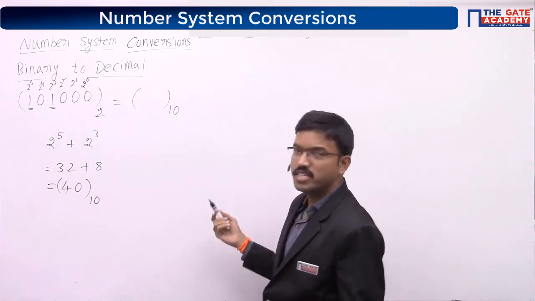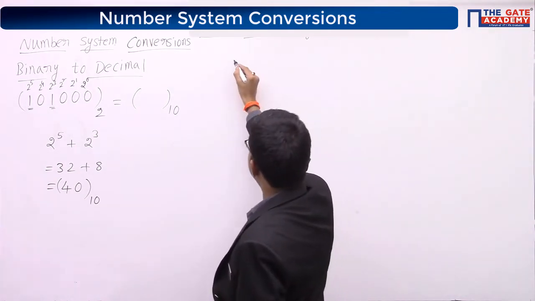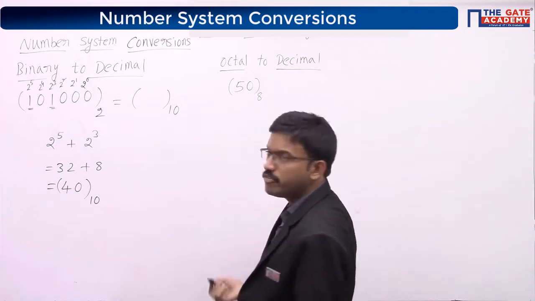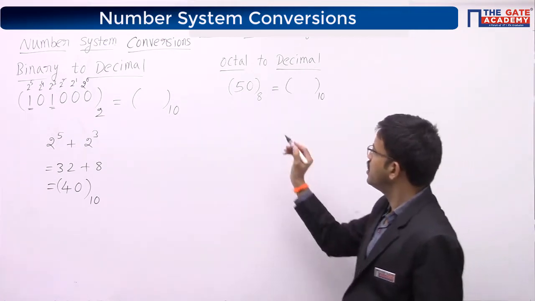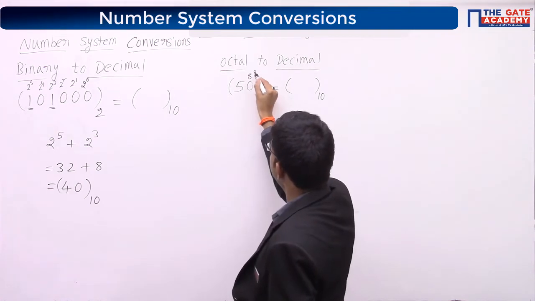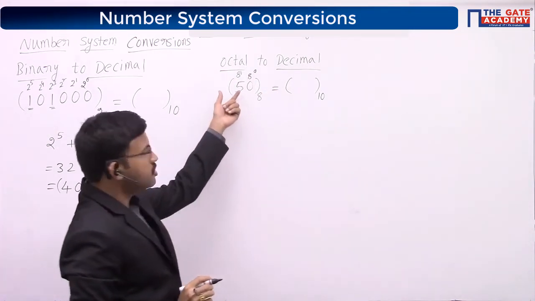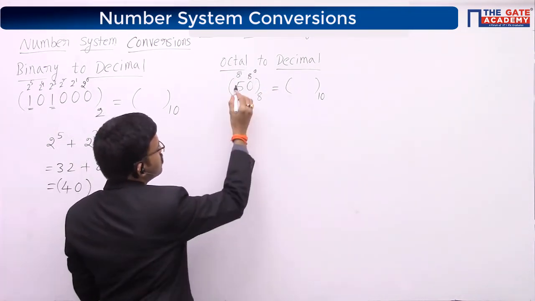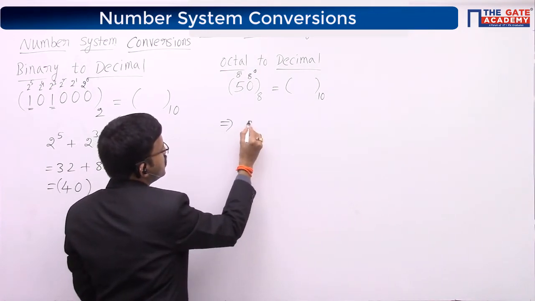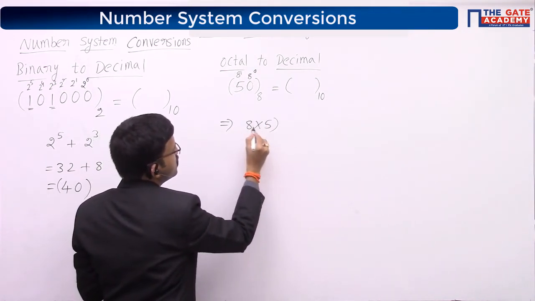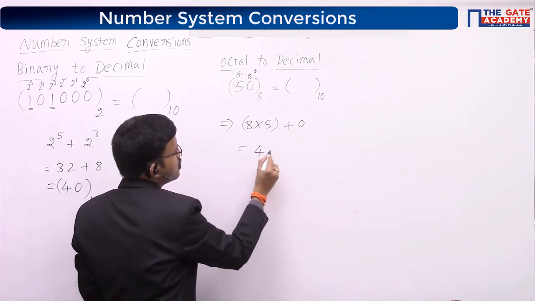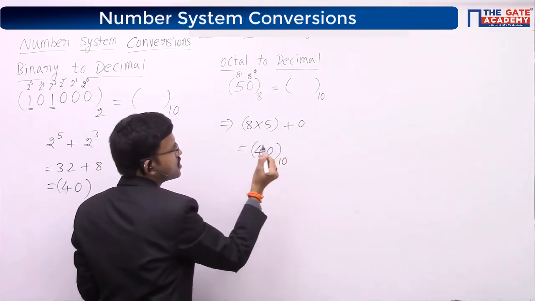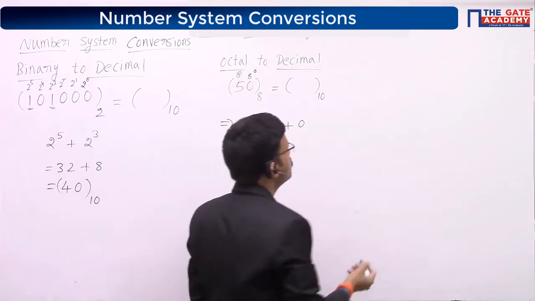Similarly, next one is octal to decimal. Here I am considering 50 base 8. I want to convert it into decimal. Here positional weights are 8 power 0, 8 power 1. Multiply each digit with respect to its positional weight. So here I will get 8 into 5 plus 0. Right? 8 into 5 is nothing but 40. So that is the decimal number, 40 base 10.